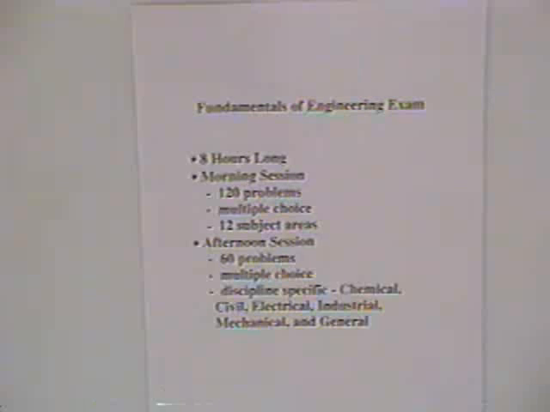Last year, that is in 1997, NCEES went to a discipline-specific format for the PM session, for the afternoon session. There are 5 specific disciplines: chemical, civil, electrical, industrial, and mechanical. And if your degree area is not in one of those 5, there is still an afternoon general exam.